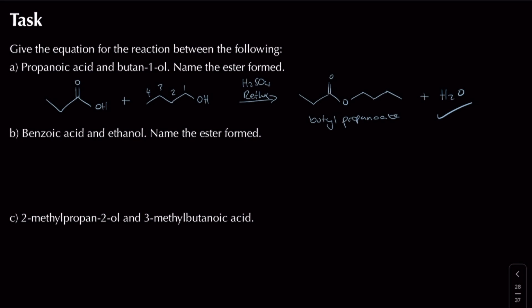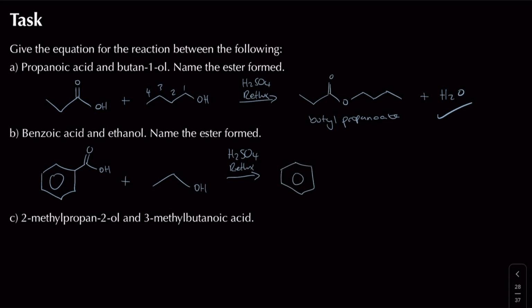Looking at the next one, you've got benzoic acid, which is a benzene ring with a carboxylic acid attached. Think about it as methanoic acid attached, and you end up with that reacting with, in this case, ethanol. So you've got 1, 2 carbon atoms and then an OH attached, and then you're going to have the same conditions as before. It's going to be H2SO4, and then you're going to have reflux as well. Now remember, again, you're going to end up with benzoate as an ion.